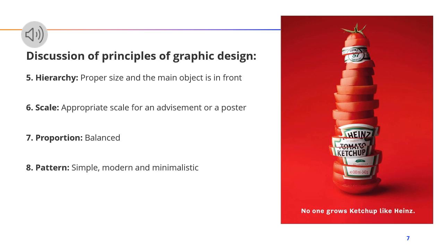What is the discussion of principles of graphic design? Well, in this case, it is hierarchy, proper size, and the main object is in front. That's why people can know and get familiar with the product. The scale is appropriate for an advertisement or a poster, the proportion is balanced, and the pattern must be simple, modern, and minimalistic.